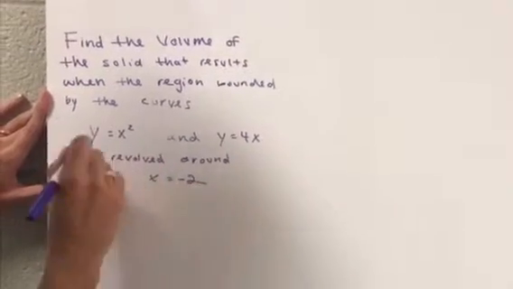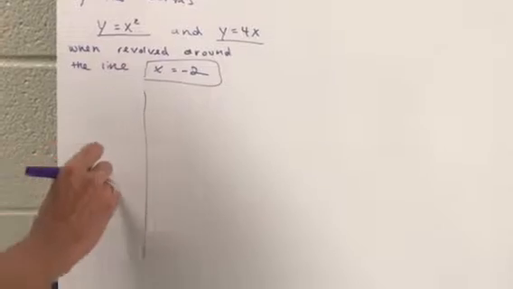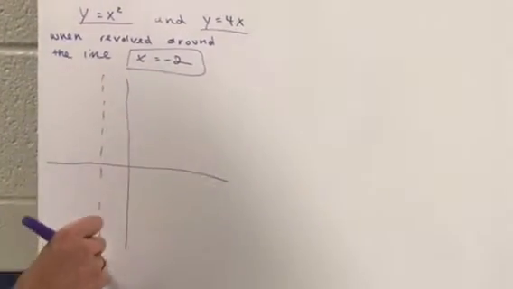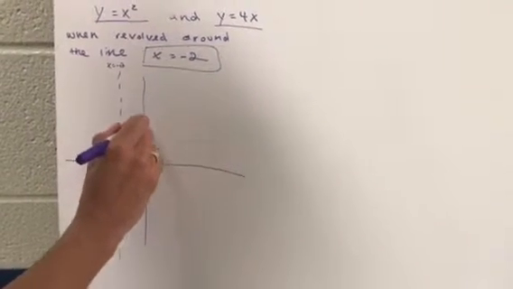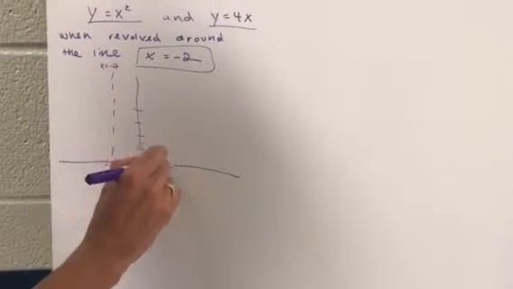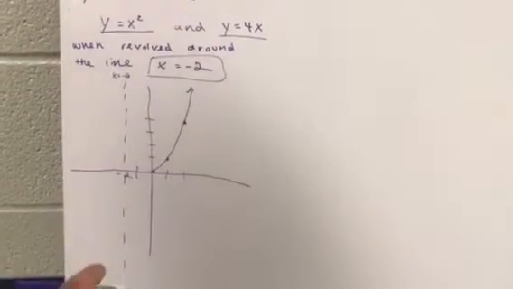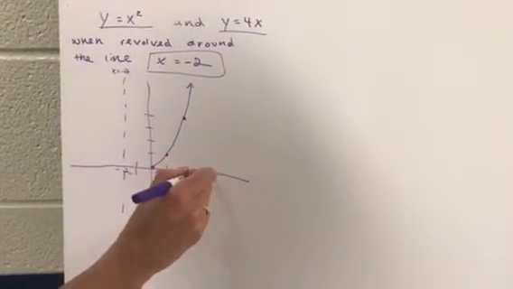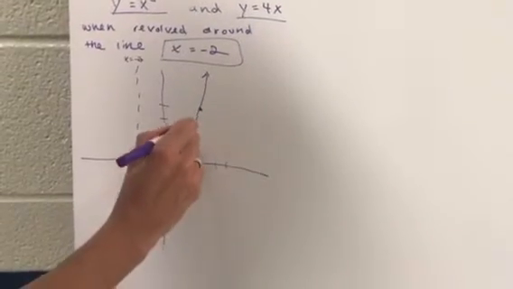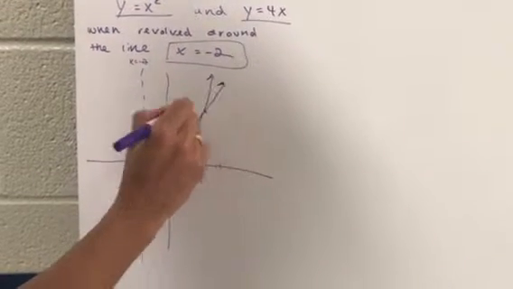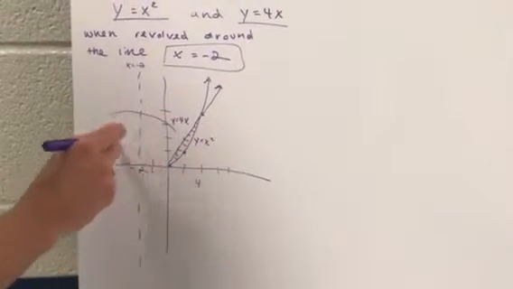Now we want to find the volume of the solid that results when the region bounded by the curves y equals x squared and y equals 4x are revolved around the line x equals -2. It's important to draw the image so that you can visualize the bounded region and understand the vertical line that will be used as a point for vertical rotation. So here I'm drawing the line for y equals x squared, and also drawing the line for y equals 4x. We shade in the bounded region so that we can see the area that we're going to rotate.